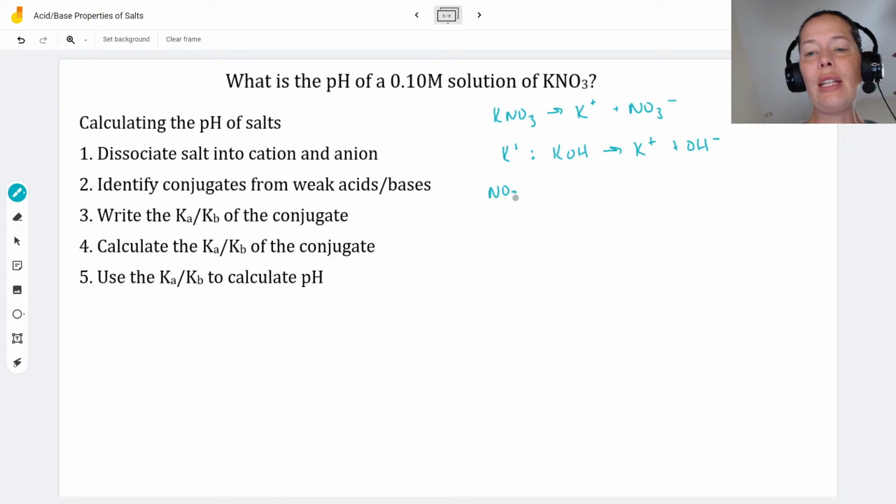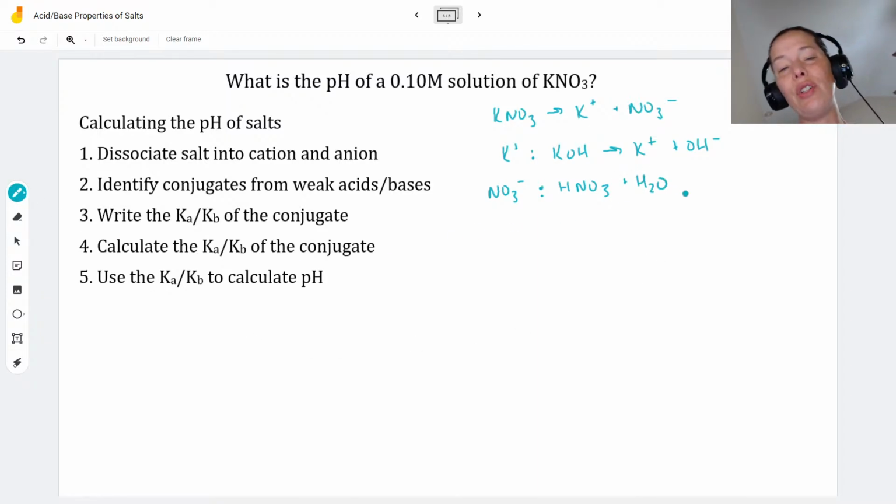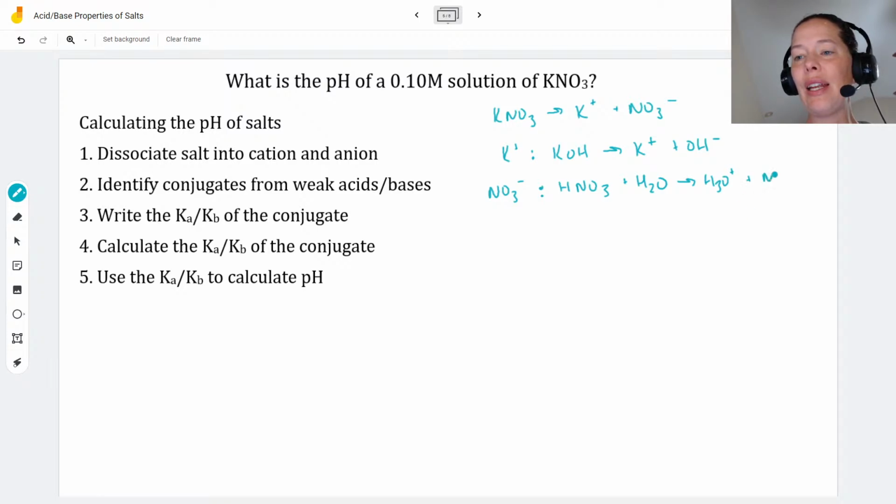And my nitrate is also coming from a strong acid, nitric acid, which, oops, sorry, I want to put water in there. I don't want to forget that. Again, you don't have to do it this way. I like to do it this way because I like to see the hydronium ion. It's just a little more accurate for aqueous solutions. But if you are doing this on a test or homework, you can just dissociate it into a proton and nitrate. So there's my hydronium cation and my nitrate anion.